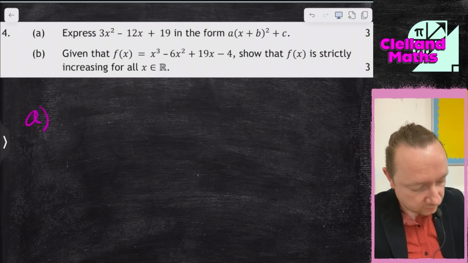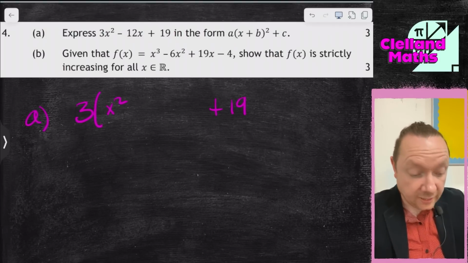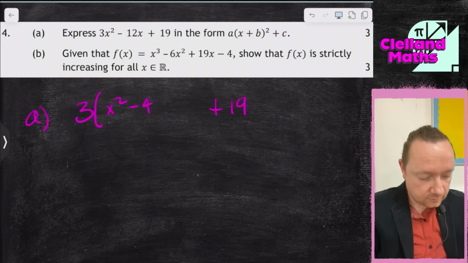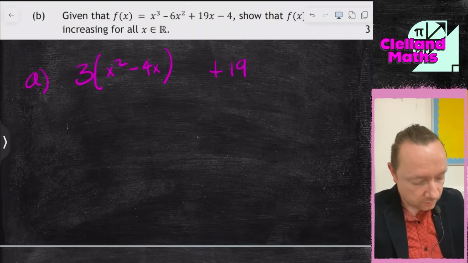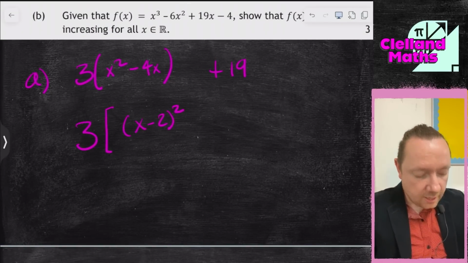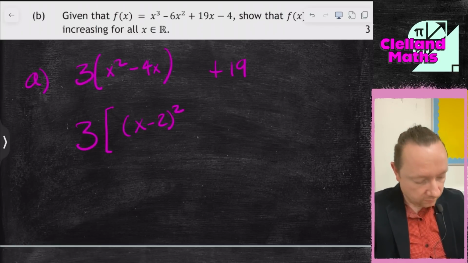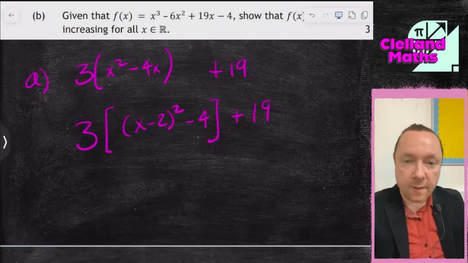Well, we just leave that 19 hanging out. And I've got my 3, I take that out as a factor of x squared, and then minus 4x. And I just complete the square on the x squared minus 4x part. So that's 3 times (x minus 2) all squared. Immediately take away 2 squared, so take away 4. And I've still got the plus 19 hanging outside that bracket.